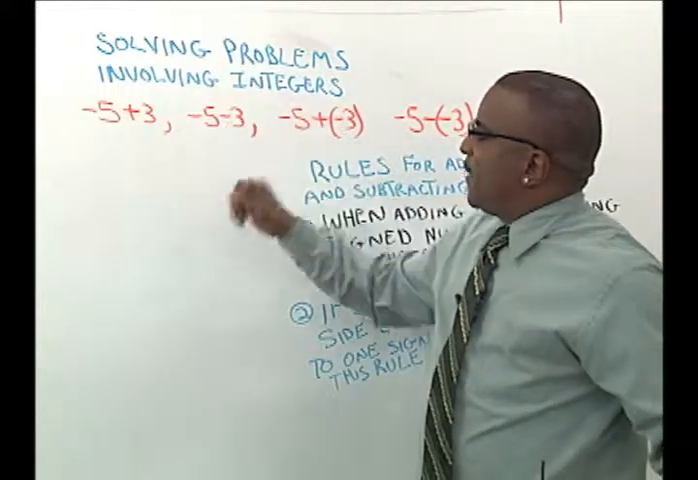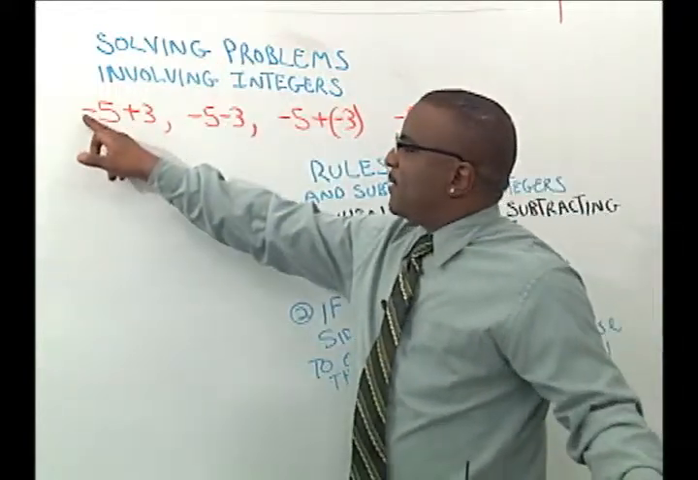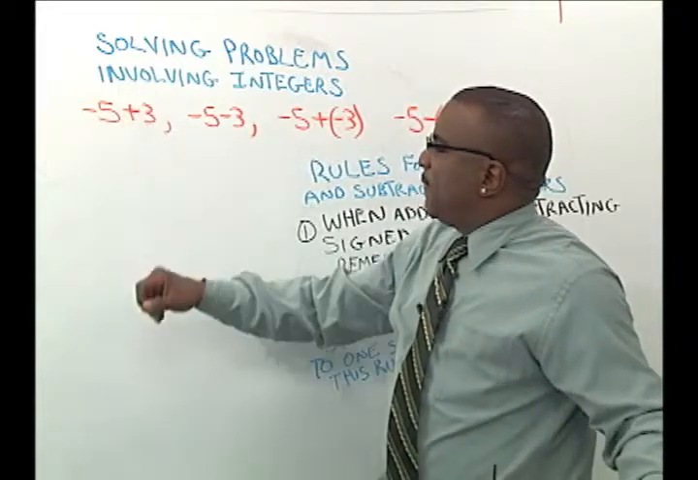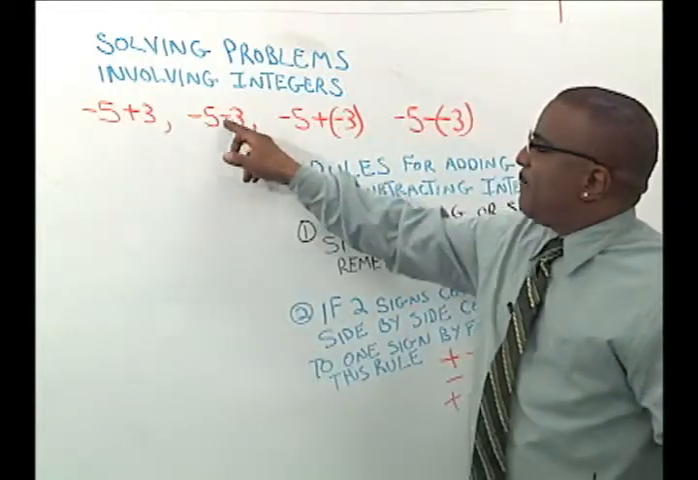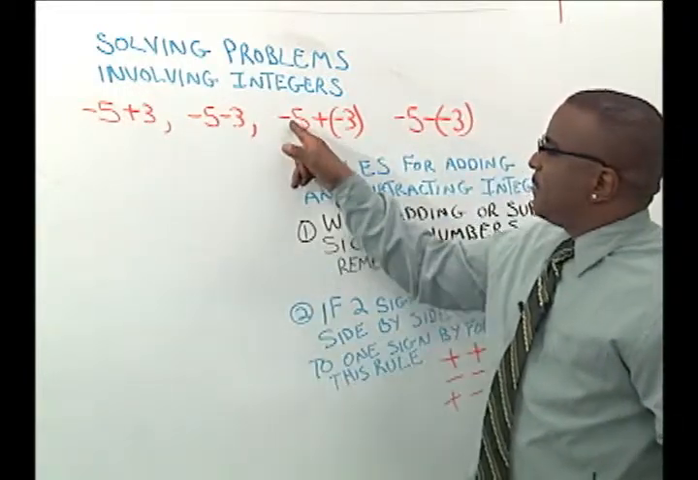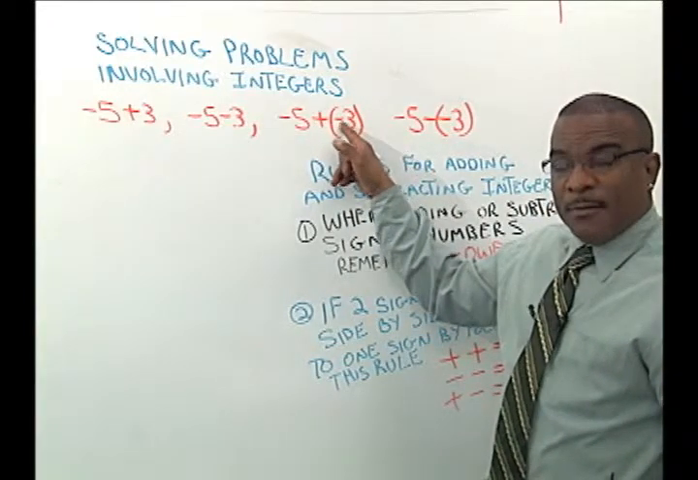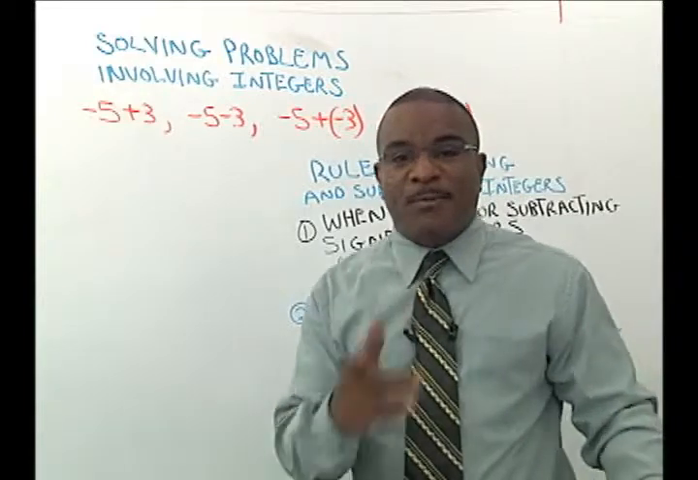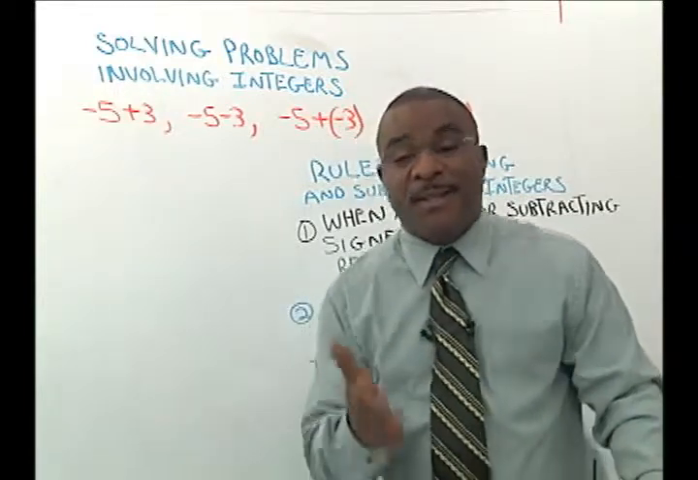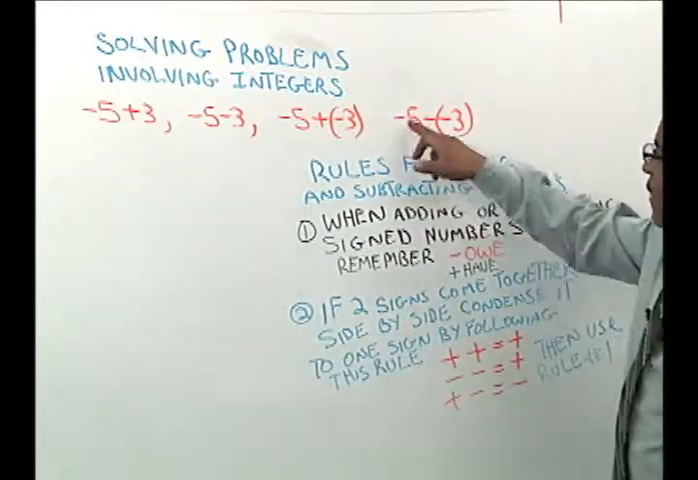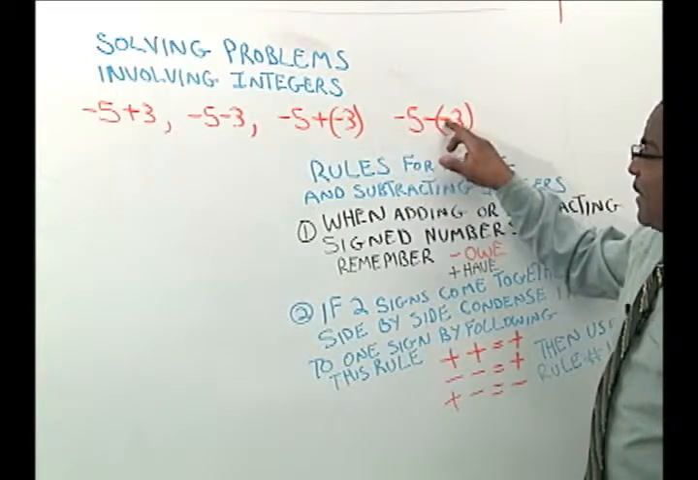solving problems involving integers. This right here says a minus 5 plus 3. This says minus 5 minus 3. This says minus 5 plus a negative 3. When does a negative become a minus is one of the mysteries that people don't understand, but hopefully we'll clear this up. Minus 5 minus a negative 3.